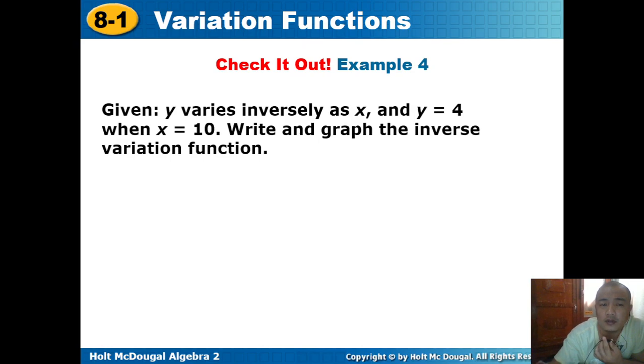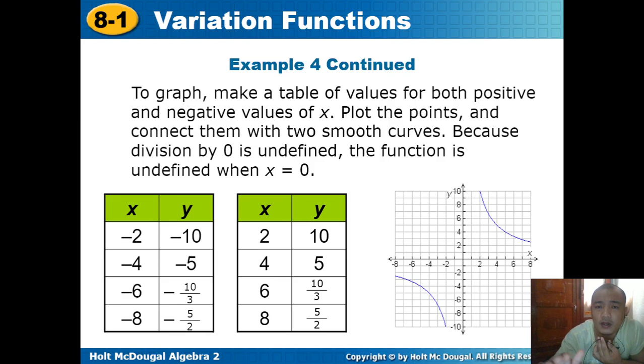Okay, another example, given y varies inversely as x and y equals 4. By the way, pag direct variation, the graph is a straight line. So pag inverse variation, the graph is a smooth curve here. Two smooth curves. The graph is two smooth curves.